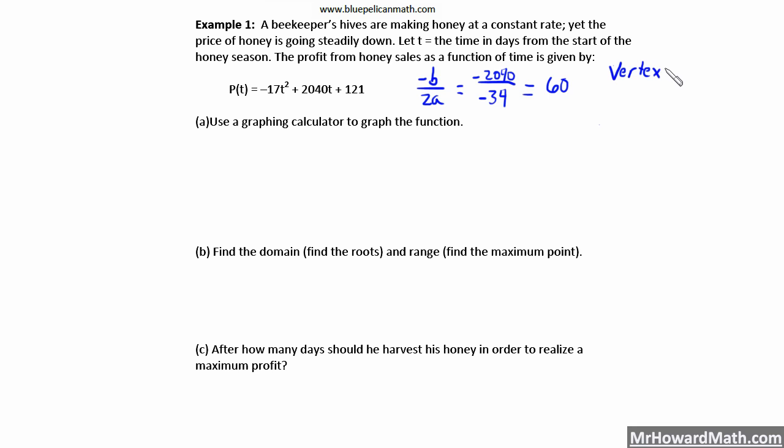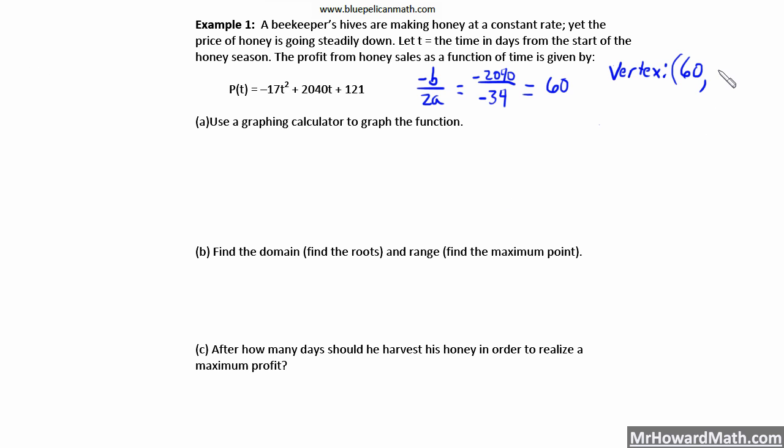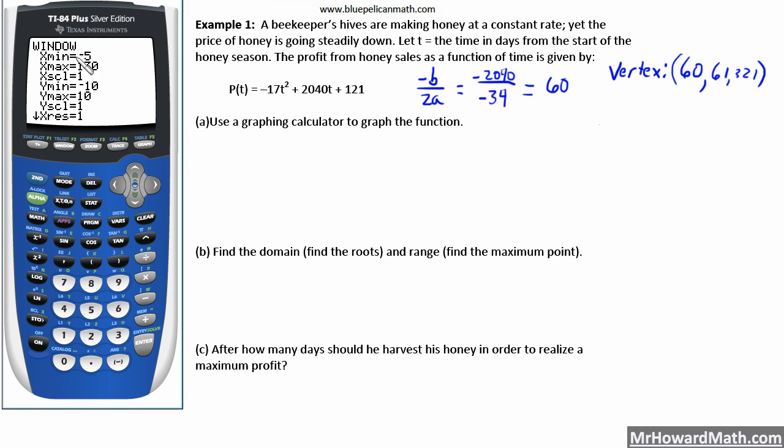Okay, so now we have our vertex identified here. Vertex is going to be 60 comma, let's look at that again, 61,321. And we can set up our window now. We've got everything we need. So our x min and max we already set up. So y minimum, we can leave it at negative 10. That's fine. We want to see a little below the x-axis there. So y maximum, we'll put just a little above that. So let's make it 62,000. You could use some other values, but we'll just go on up to 62,000. Now if we graph this, we should see it, and we do.